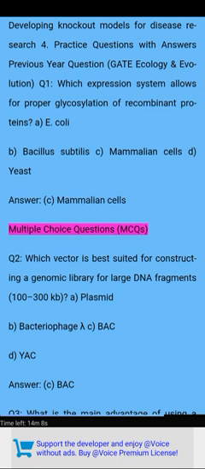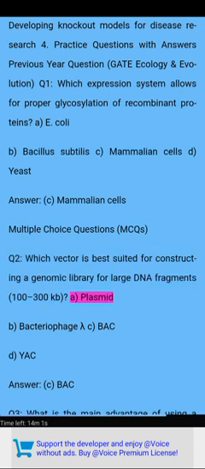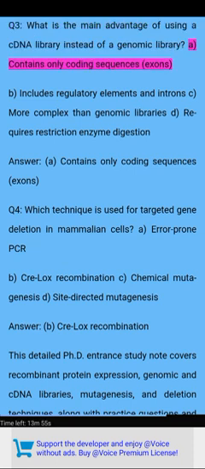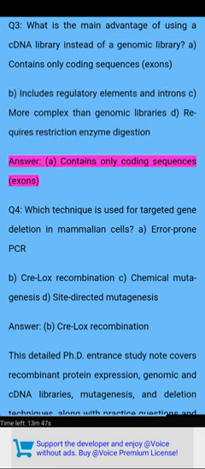Multiple choice questions, MCQs. Q2. Which vector is best suited for constructing a genomic library for large DNA fragments of 100 to 300 kilobases? A. Plasmid. B. Bacteriophage lambda. C. BAC. D. YAC. Answer: C, BAC. Q3. What is the main advantage of using a cDNA library instead of a genomic library? A. Contains only coding sequences, exons. B. Includes regulatory elements and introns. C. More complex than genomic libraries. D. Requires restriction enzyme digestion. Answer: A, contains only coding sequences, exons.